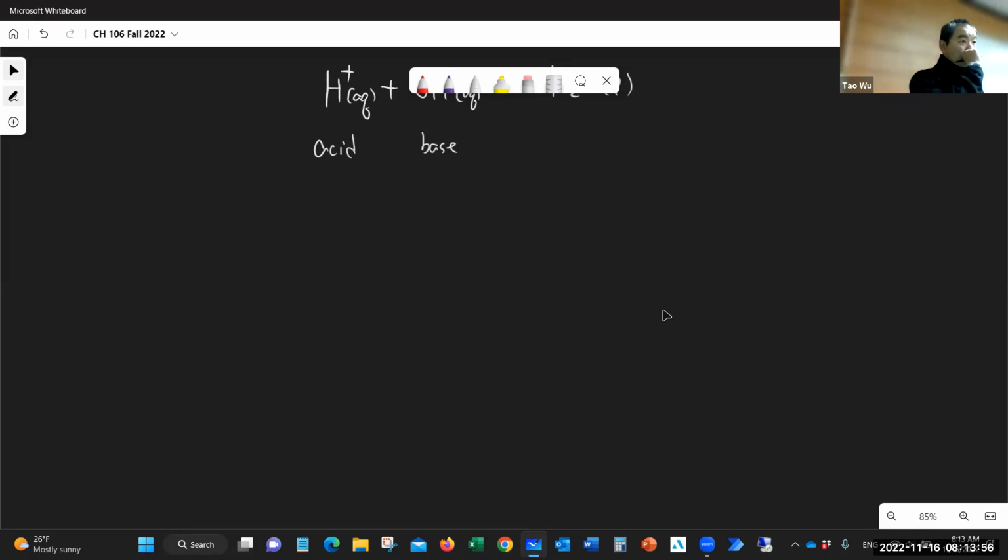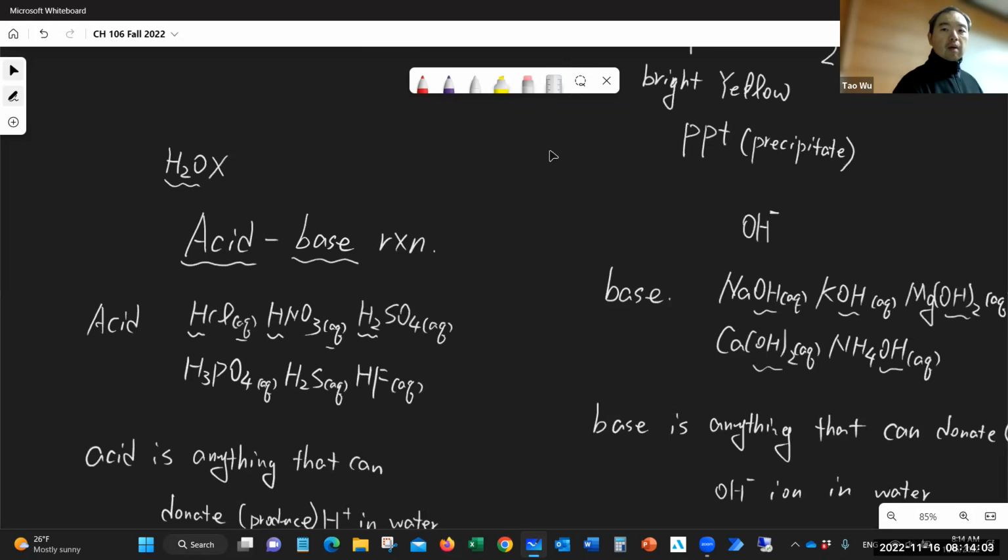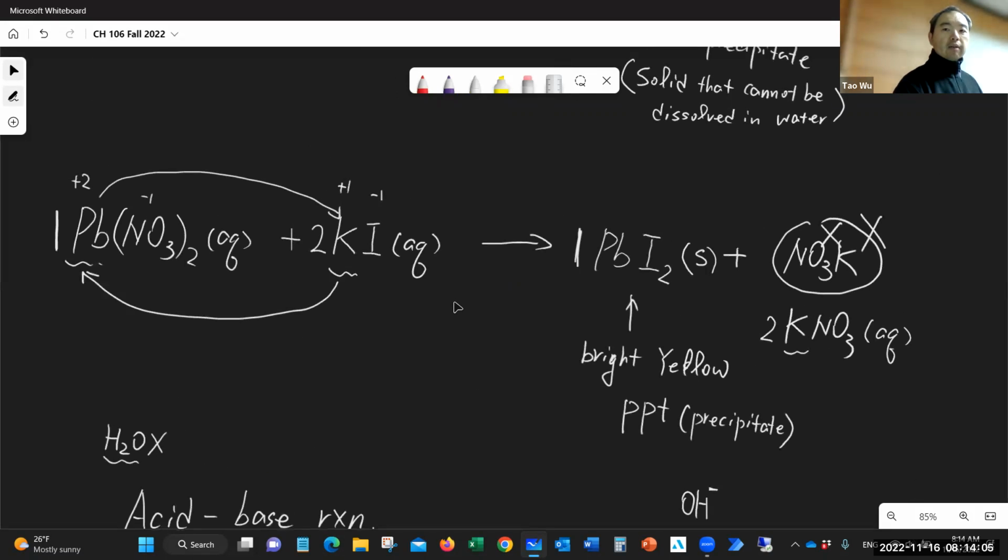So today we're going to talk again about precipitation reactions. This reaction is what I wrote for you. Based on this, we know it is a double displacement reaction, and one of these is a precipitate, and you figure out which one is the precipitate.